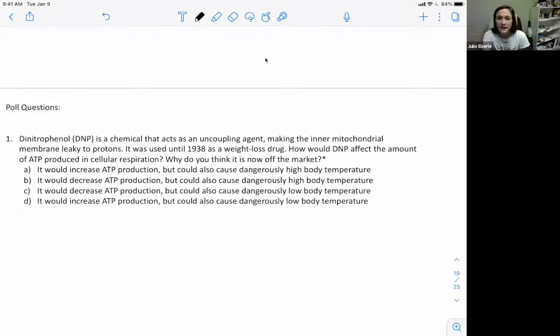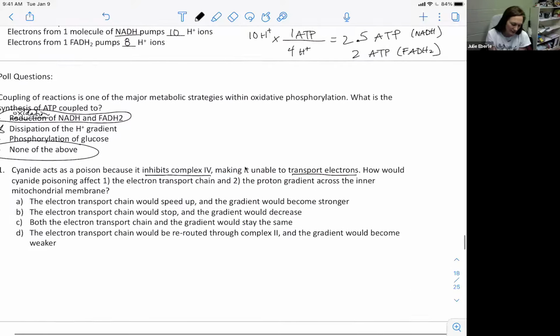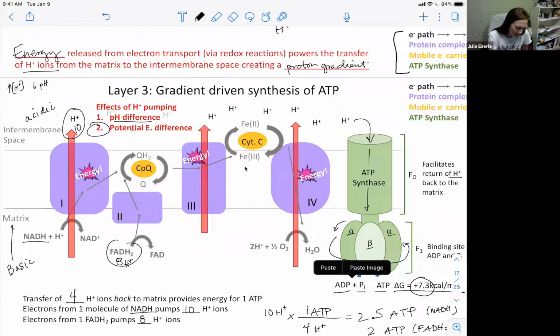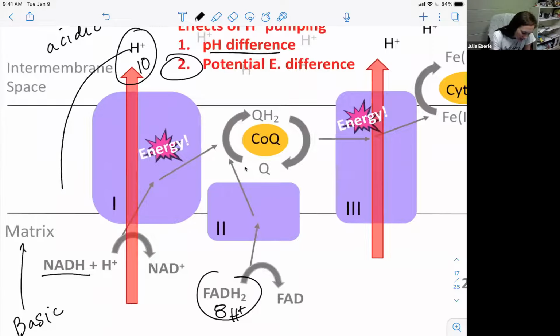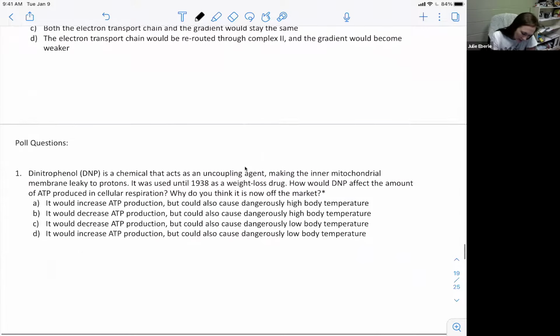Thanks. Okay, this next question talks about the drug I was mentioning earlier. This drug, dinitrophenol, DNP, is a chemical that acts as an uncoupling agent, making the inner mitochondrial membrane leaky to protons. Think about that, leaky to protons. Let's look at the inner mitochondria. What it's saying is that now these hydrogen ions can just pass through on their own. They can come back across on their own. It was used until 1938 as a weight loss drug. Oh my gosh.